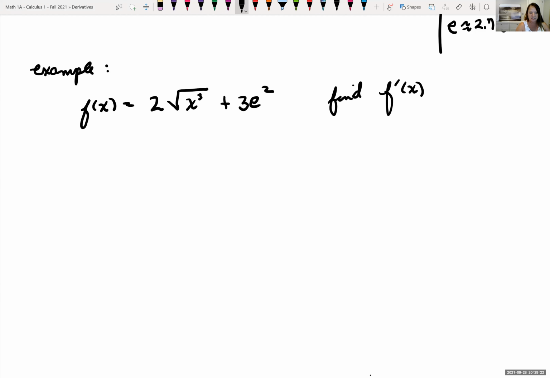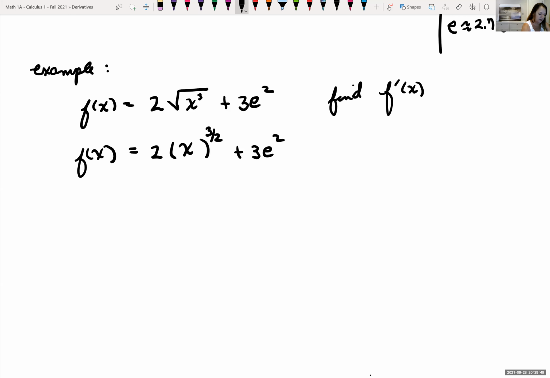So let me just rewrite this a little bit. That 2 square roots of x cubed, if we rewrite this in exponential form, getting rid of the radical, is the same thing as 2x to the 3/2 power plus 3e squared. So now it's in the form that we can take the derivative.